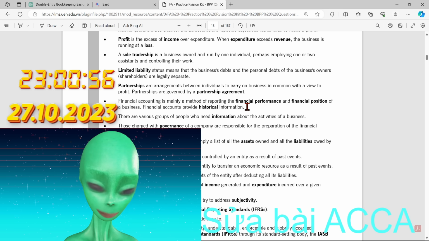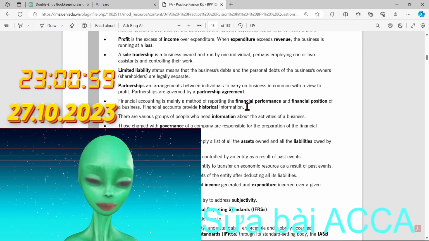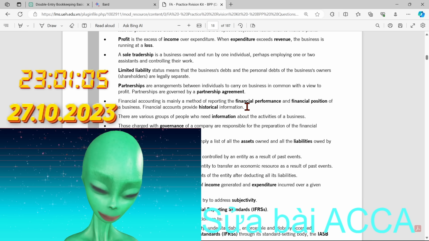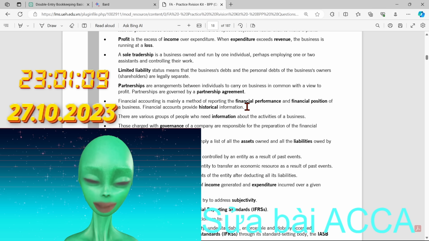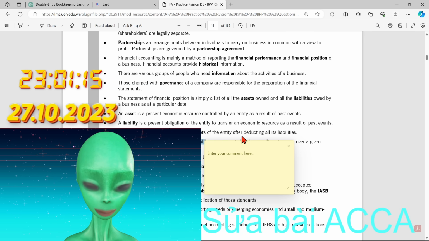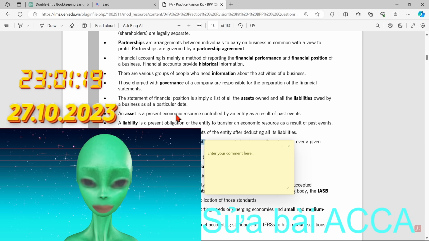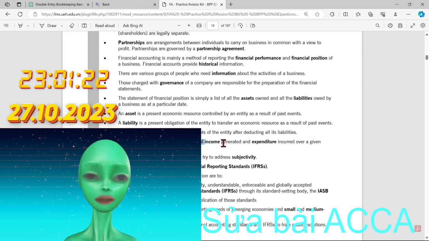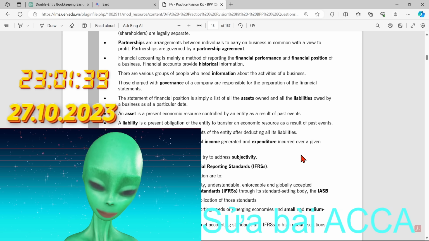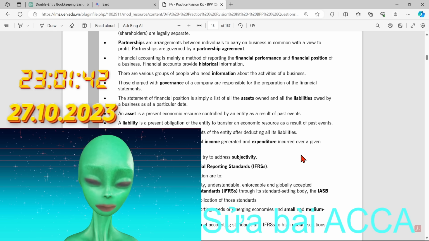Entity equity is capital plus retained profit. The profit and loss account is a recording of income generated and expenditure incurred over a given period.